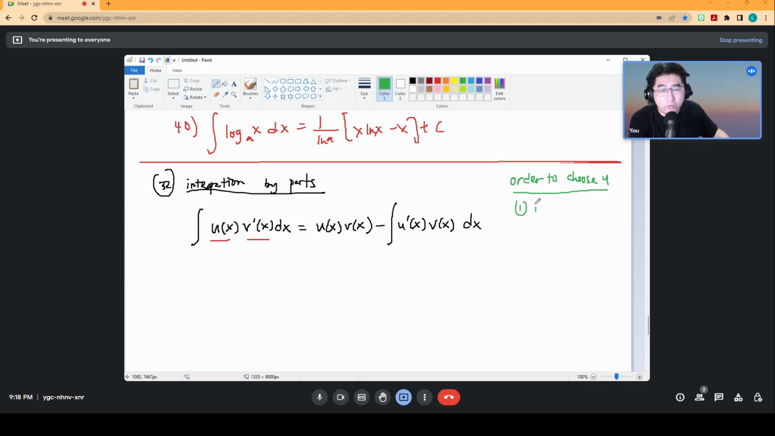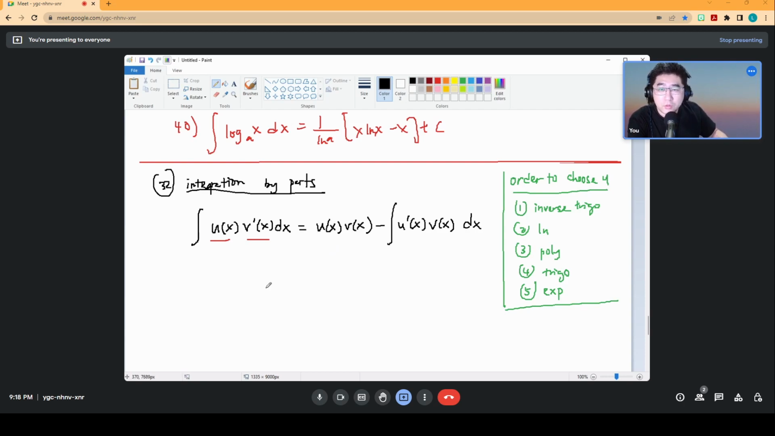The first one is inverse trigo, second ln, then poly, trigo, exponential. We'll follow this procedure: inverse trigo, ln, poly, trigo, exponential. In your P3, the only inverse trigo that you learn is arctangent. So if you have an arctangent, you have to choose arctangent as your u. This is how we do the order to choose u.